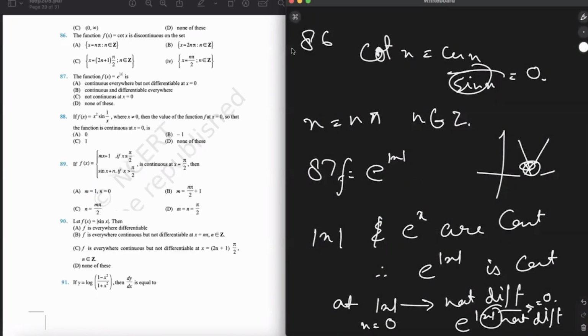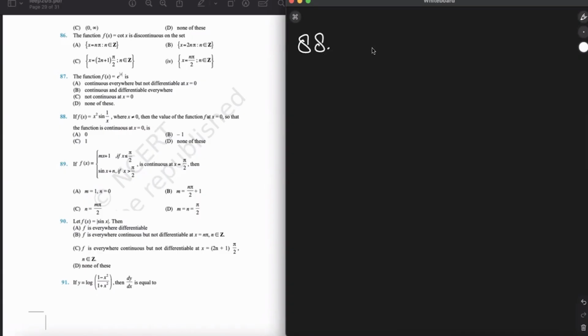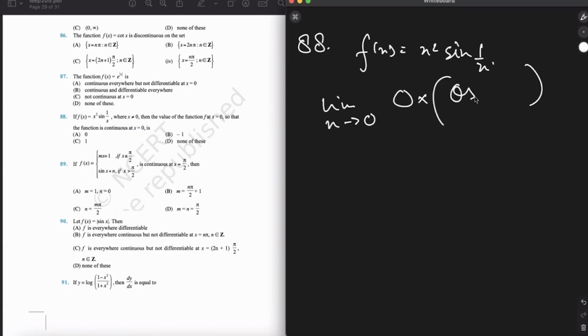Moving forward, question number 88. It has been given that f(x) equals x square sine 1 by x, where x is unequal to 0. Then find the value of the function f at x equal to 0 so that the function is continuous at x equal to 0. So I will check continuity at x equal to 0. If I put the limit x tends to 0, x square will give a 0 value and sine 1 by x will oscillate between -1 and 1. So this whole thing comes out to be 0. So the answer will be 0, option A.